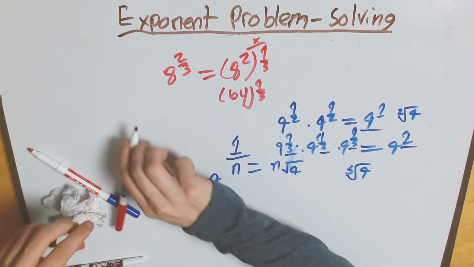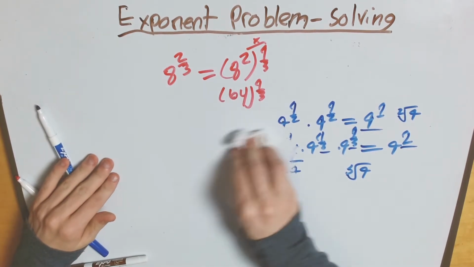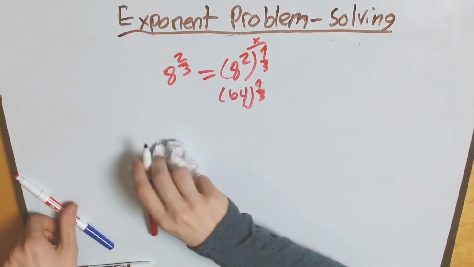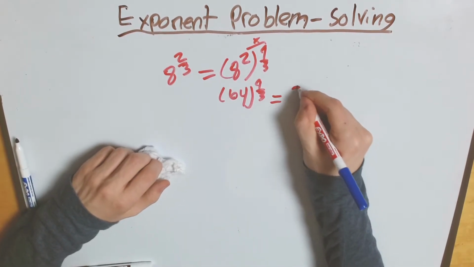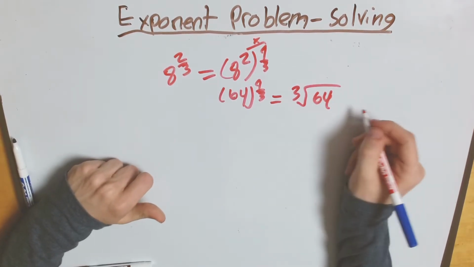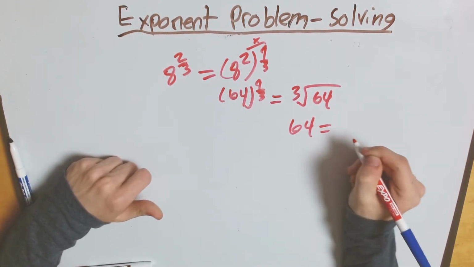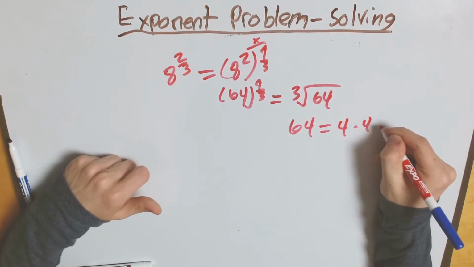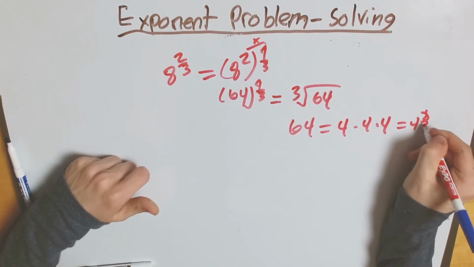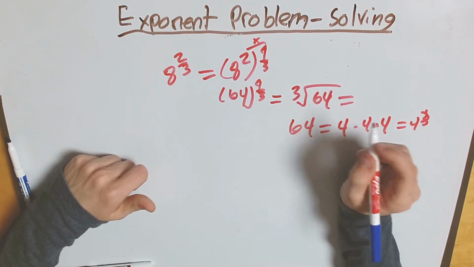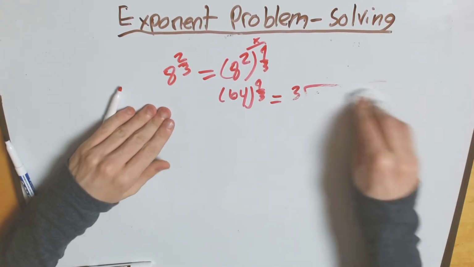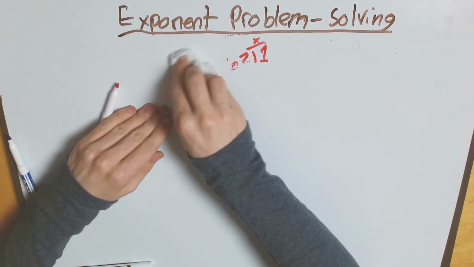So if we want to go back to our original problem, what we really have here is, okay, what's the cube root of 64, right? And we know that 64 is 4 times 4 times 4. That's 4 cubed. So the cube root of 64 is 4. That's our final answer. Let's get some more practice with these fractional exponents because they can be pretty tricky.